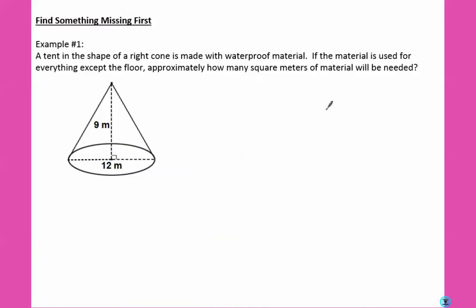So first we need to read the problem and find out which shape and which formula we're dealing with. So a tent in the shape of a right cone, so we're using a cone, is made with waterproof material. If the material is used for everything except the floor, that's telling us which formula. Approximately how many square meters of material will be needed. Since it says square meters, that's our hint that it's an area equation.